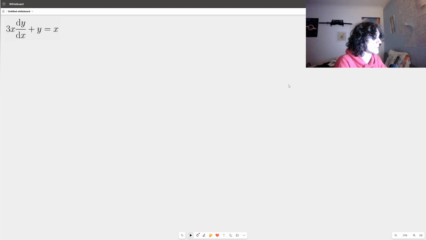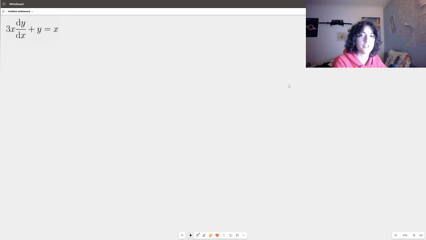Now this one looks a little bit different. We have 3x multiplied by dy by dx plus y, and that is going to equal x. Unfortunately, this is not in the same form as in the previous example. We have two different terms of x, they are not on the same side of the equation, and we cannot get all of them on one side of the equation. If we divide by x, we're going to have a y over x. Unfortunately, things just aren't going to work out if we do that, so we need another method.